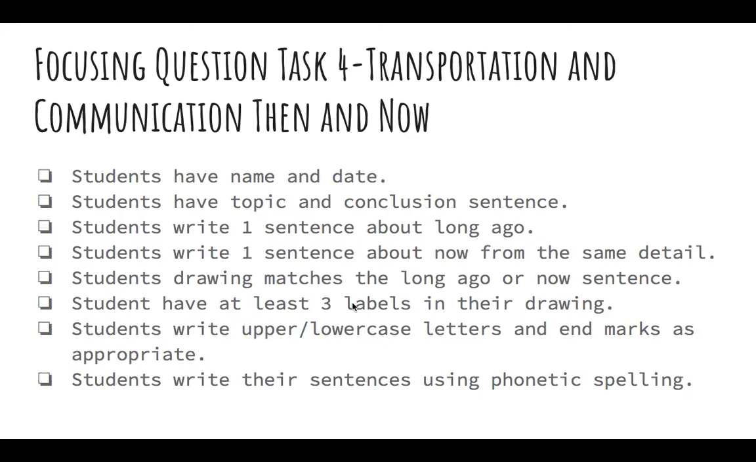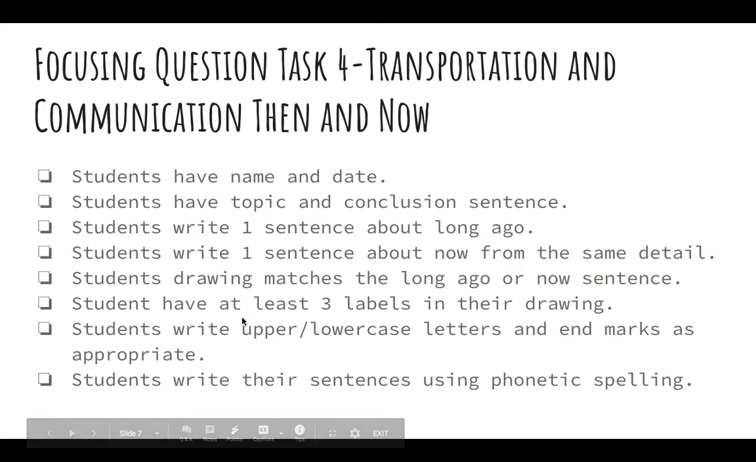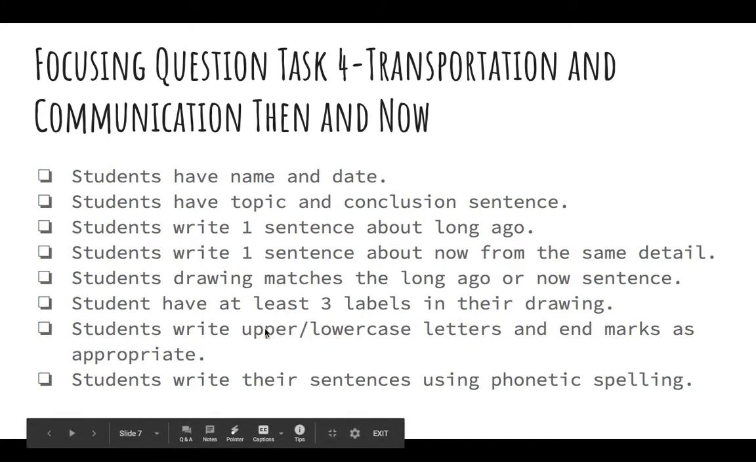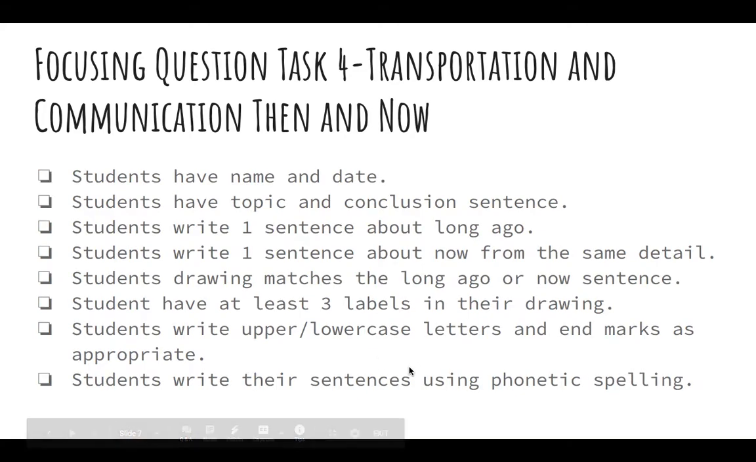Students have at least 3 labels in their drawing, so Miss G makes sure you have at least 3 labels, okay? Write upper and lowercase letters and end marks as appropriate, so always make sure you're adding your periods. Always make sure you're starting your sentence with an uppercase, okay? Students write their sentences using phonetic spelling. Like we've done before, friends, that means that you're trying your best to sound out the words.